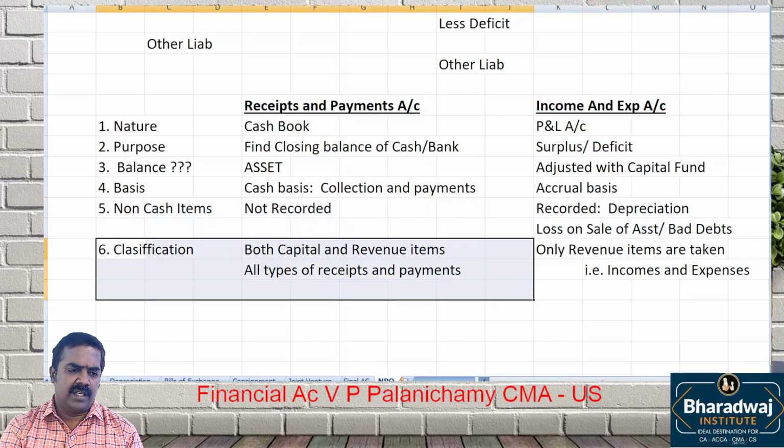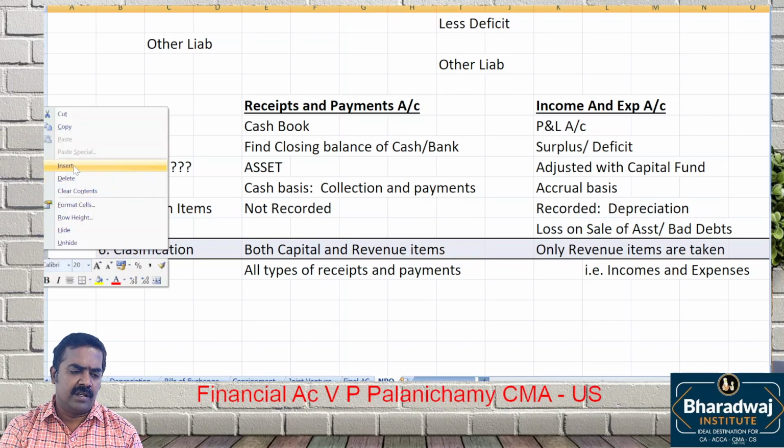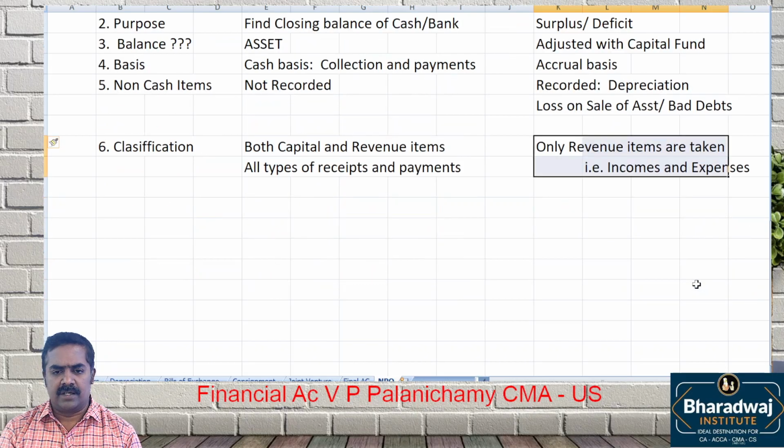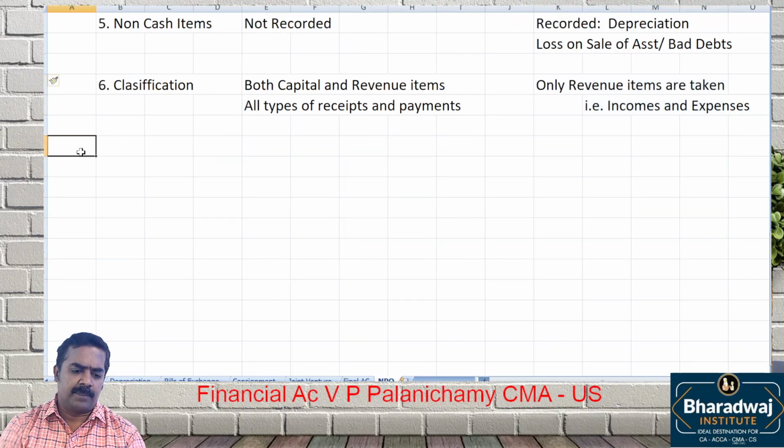Then, in case of receipts and payments account, all capital and revenue items are recorded. But in case of income and expenditure account, what is recorded? Only revenue items are recorded. Now, in this, what type of questions can be tested?